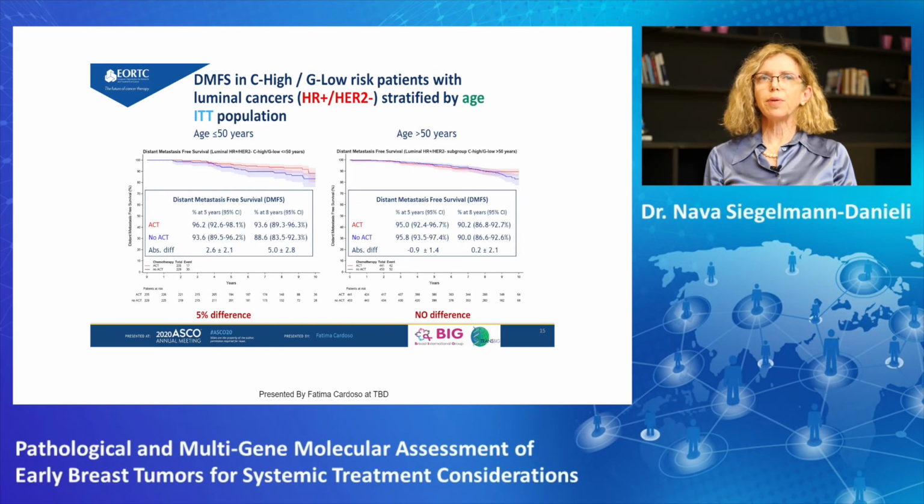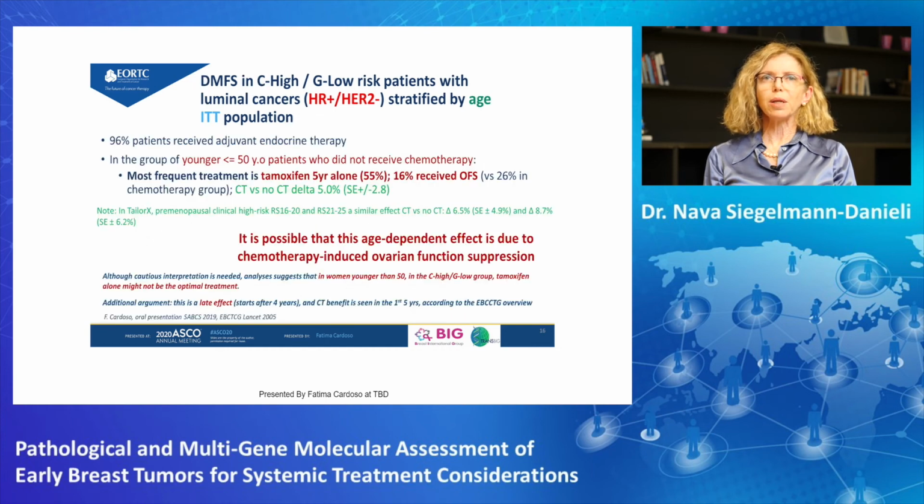But here they divided the patients into two groups. Those that are younger than age 50 seem to have a substantial benefit from chemotherapy, and the distant metastasis-free survival benefit at 8 years was 5%. And in the patients that were older than 50, they didn't seem to have any substantial benefit. So the two studies again show you the importance of the patient's age and likely menopausal status.